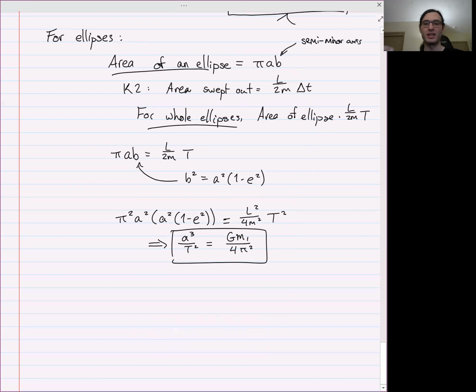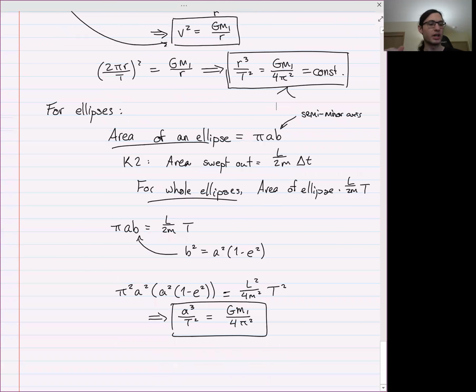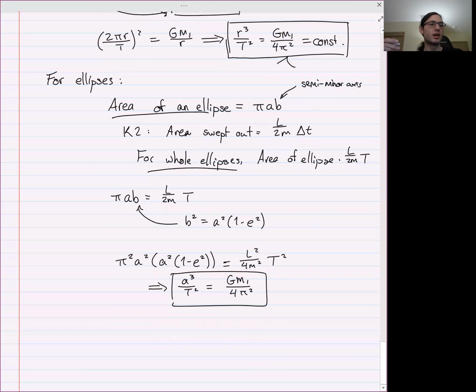For a circle, a is the same thing as r. The radii are the same. So the whole point is that indeed, the cube of the semi-major axis divided by the square of the orbital period is a constant, and it only depends on the mass of the thing that's causing the gravity. You multiply it by a gravitational constant, divide by 4 pi squared, and that just is the number you get. So in fact, we could have used this to find the geostationary orbit if we knew the mass of the Earth. That's a little bit harder to do.